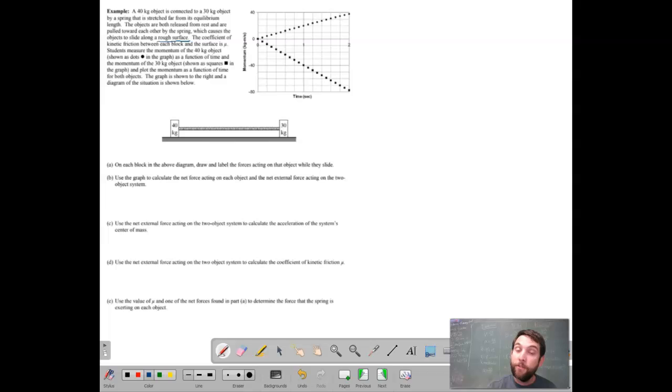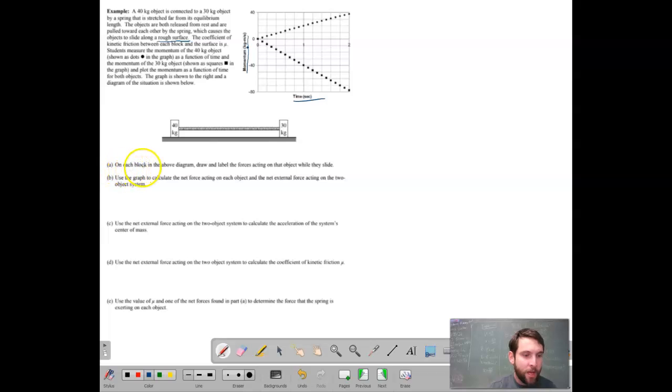This graph, first thing we do when we look at a graph is look at our axis label and the units. So we have momentum, which is kilograms times meters per second, versus time, measured in seconds. They plot the momentum as a function of time for both objects. The graph is shown to the right, the diagram below.